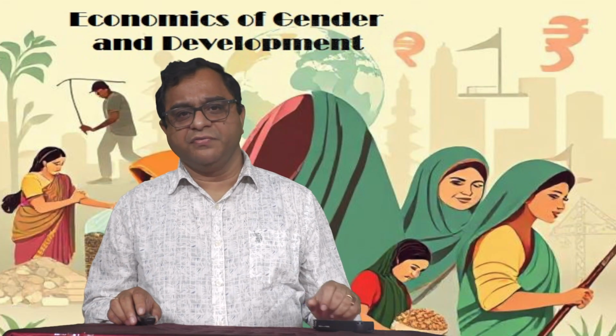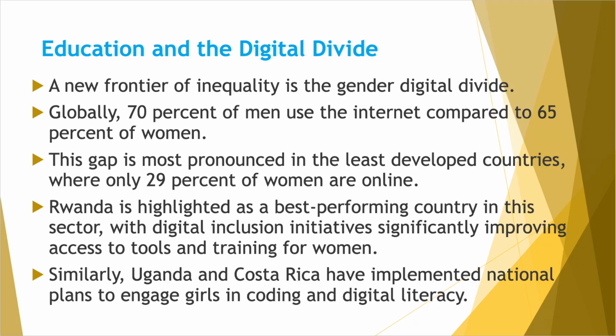A new frontier of inequality is the gender digital divide. Globally, 70% of men use the internet compared to 65% of women. This gap is most pronounced in the least developed countries, where only 29% of women are online. Rwanda is highlighted as the best performing country in this sector, with digital inclusion initiatives significantly improving access to tools and training for women. Similarly, Uganda and Costa Rica have implemented national plans to engage girls in coding and digital literacy.